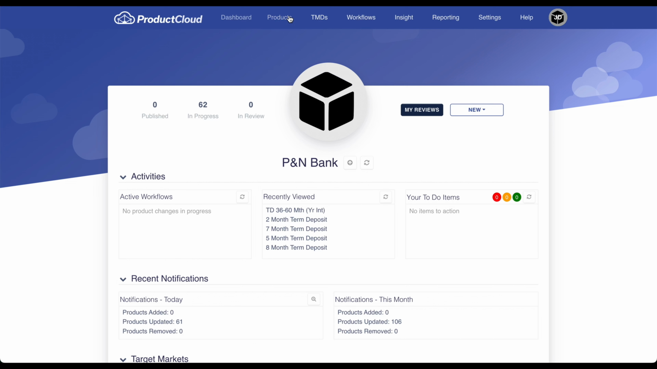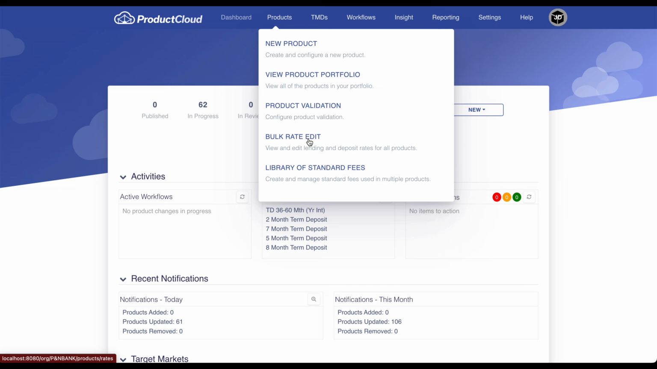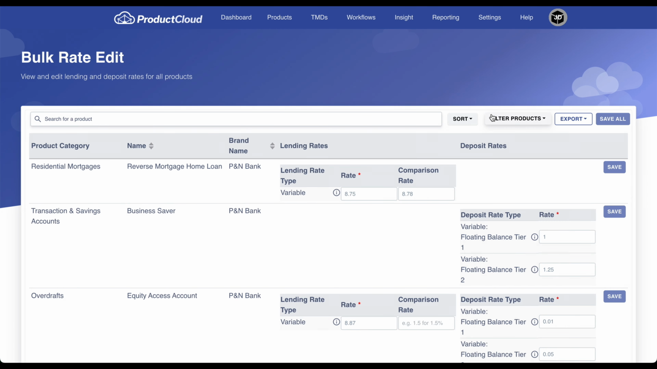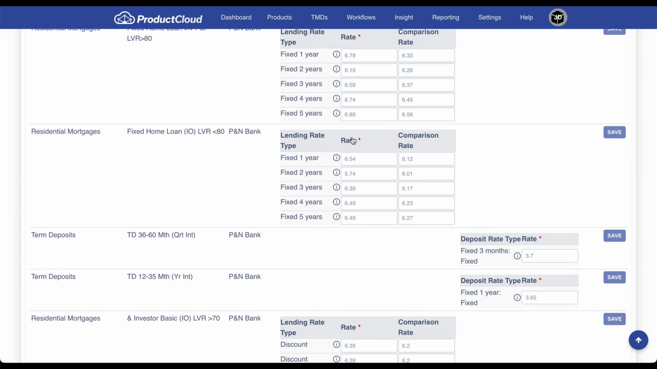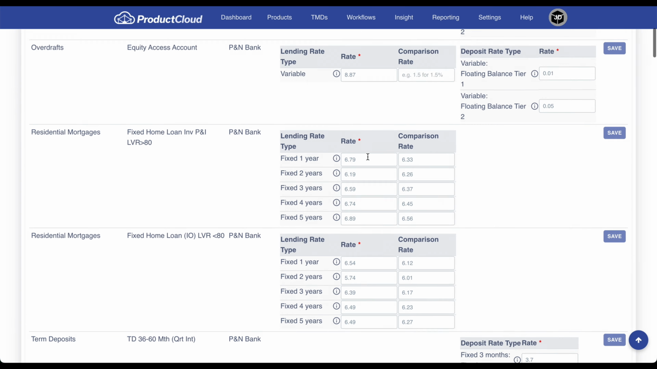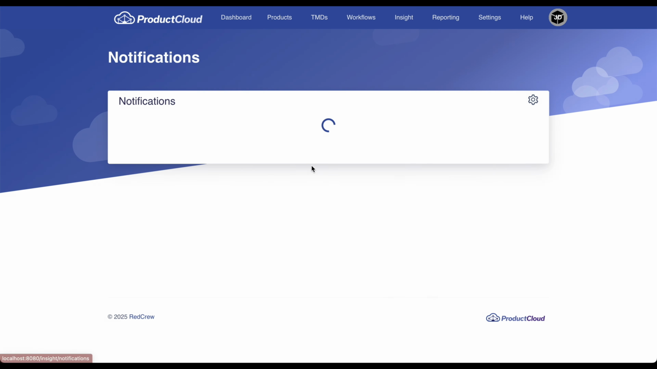Just going to double check that all of the rates of my products are exactly up to snuff and looking how I want them to. Bulk rate edit is a great way to be able to change a bunch of rates at once, but it's also a pretty good place to have a look at them all as well. Let's have a look at my notifications now to see if there's anything new recently.